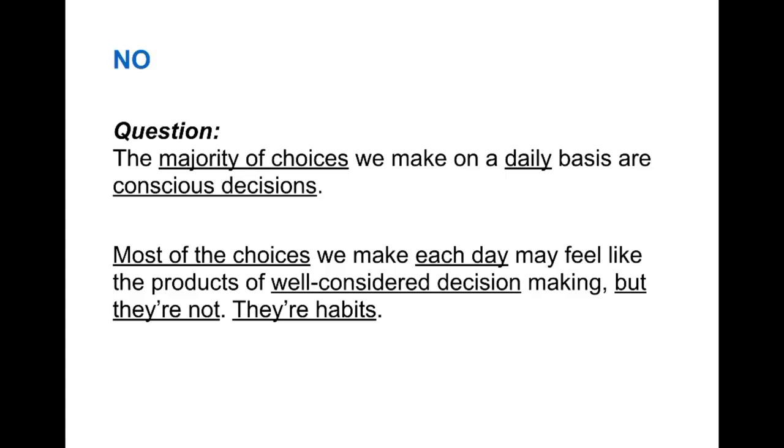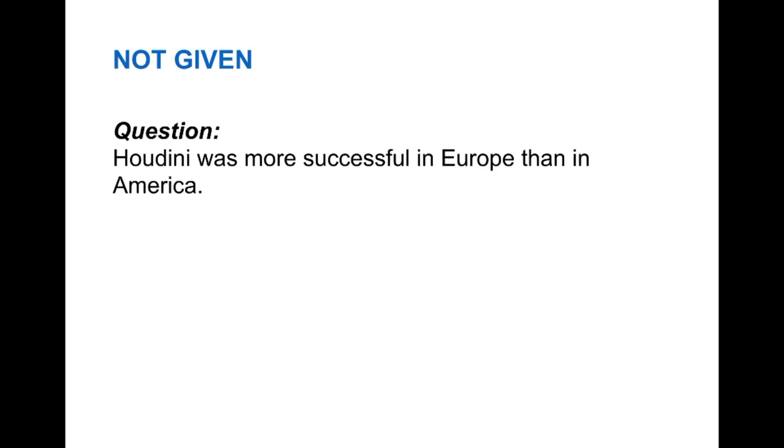Finally, let's look at a not given example. Here's the question. Houdini was more successful in Europe than in America. What are we searching for? Well, first we've got a name, Houdini. Then more successful, Europe than America. Notice we've got a comparison there. More successful in Europe than in America. But the strongest keyword to search for, of course, is the name Houdini.